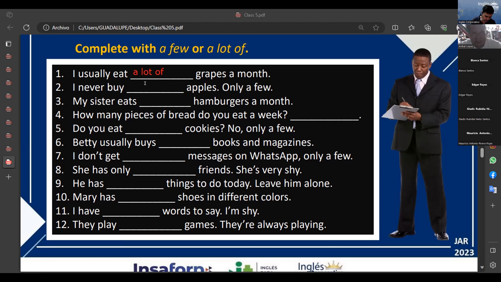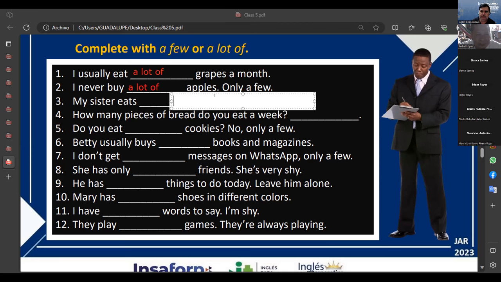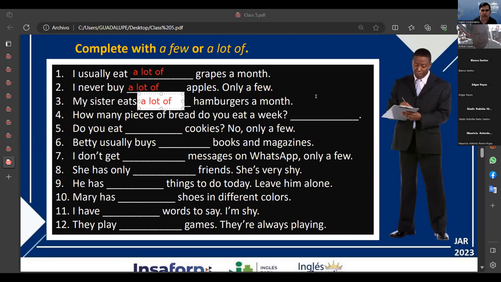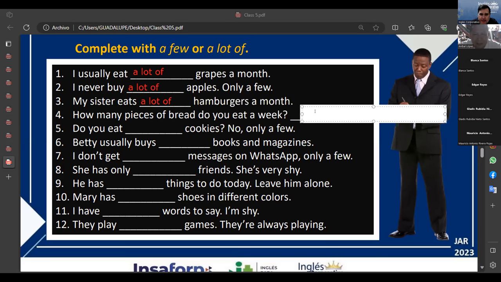Number two, teacher. Number two is also a lot of. Number three, a lot of them. Number four, a lot of. A lot or a few, depending on. Okay.